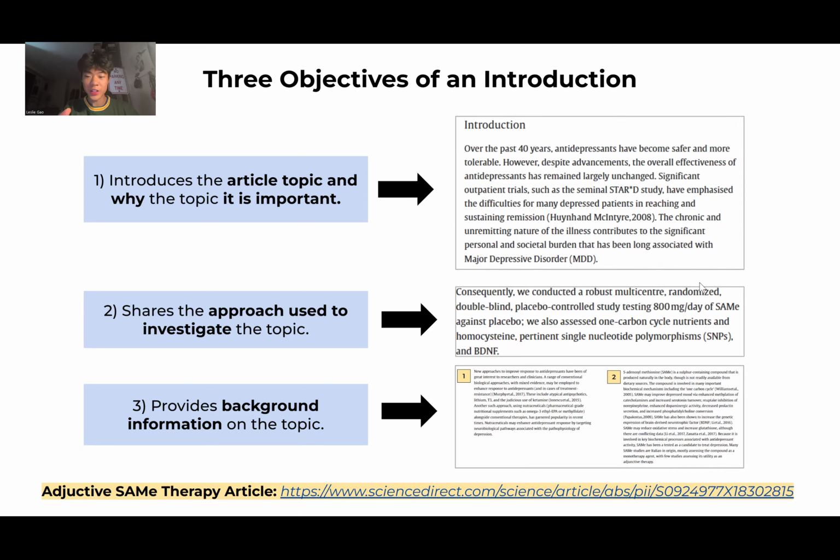Here's an example. On the screen, this paper investigates SAMe as an adjunctive therapy for major depressive disorder. If you look at the excerpts on the right, you can actually see these objectives in a published paper. It establishes why depression treatment remains an important problem, provides scientific background, and then explains the study the researchers conducted. We're going to break down how they accomplish that in the next few slides.